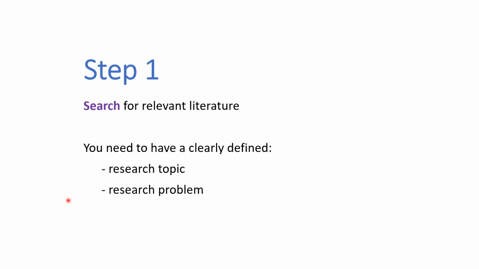Step 1, the search for relevant literature. You need to search for relevant literature, without which you can't have a proper review done, because you might not have sufficient information and data to analyze and synthesize. For that, you need to have 2 things. You need a clearly defined topic, and then you need to define the research problem, without which your literature survey search would not be focused. To have a focus, you have to first define your research topic very well.